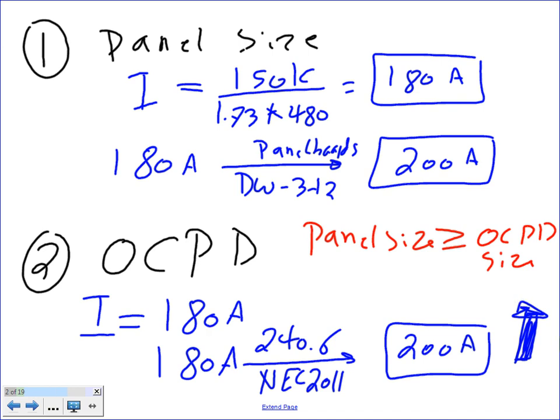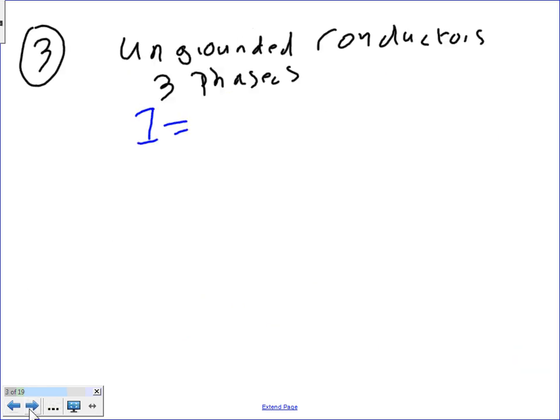Okay, any question, guys, about this? I can't emphasize enough how important this rule is. Okay, so let's go to number 1 and 2. We size the ungrounded conductors, the 3 phases, phase A, phase B, and phase C. When I size them, if you remember, the amps was 180 amps, and the overcurrent protection device was 200 amps.